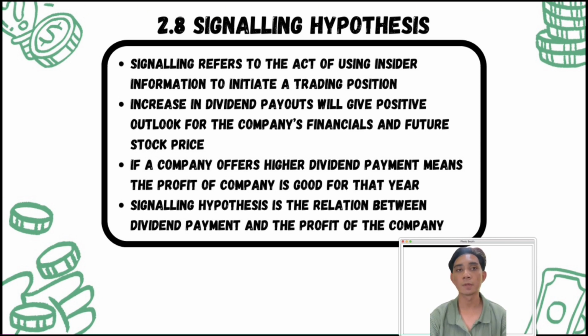If a company offers a higher dividend payment, it means that the company's performance or profit is good for that year. In most large companies, an increase in dividend payout is approved by the board of directors if they are satisfied that the company anticipates making a profit in the future and the costs are manageable. To conclude, the signaling hypothesis represents the relation between dividend payment and the profit of the company, and also a theory that suggests that a company's announcement of an increase in dividend payout is an indication of positive prospects.